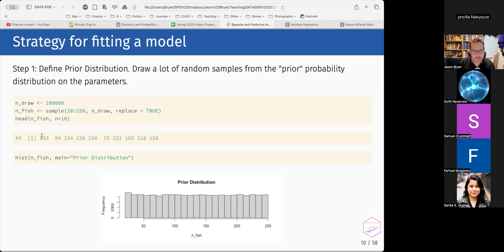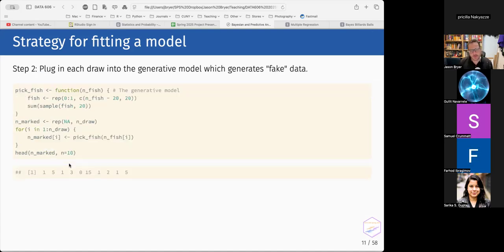What I'm going to do, as we'll see in a moment, is loop through this vector and say, okay, what if there are 233 fish? And I'm going to try to generate some data to see if I would get that 5. Then 94, et cetera, et cetera. So that's my prior. Then the next step is to define a generative function. I'm going to generate fake data, and in this case, I need to generate fake data based upon my counting scheme.